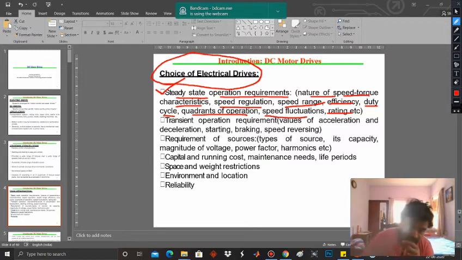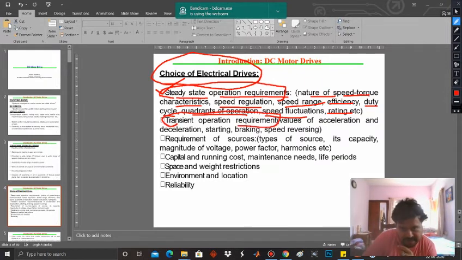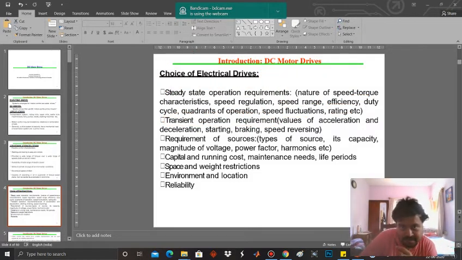Next comes the steady state operation requirements. Next comes the transient operation requirements. I will rather omit these things or it will become clumsy. Now it is clear. So the transient operation requirement.